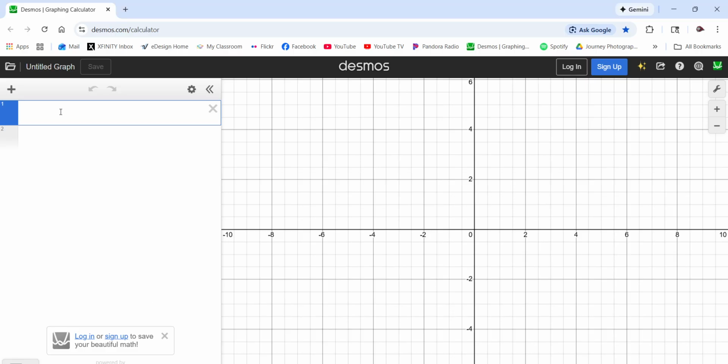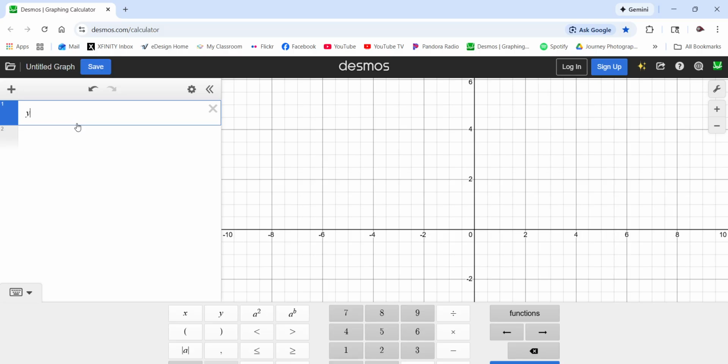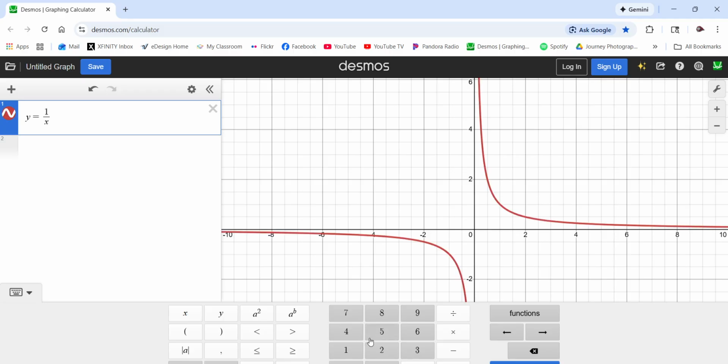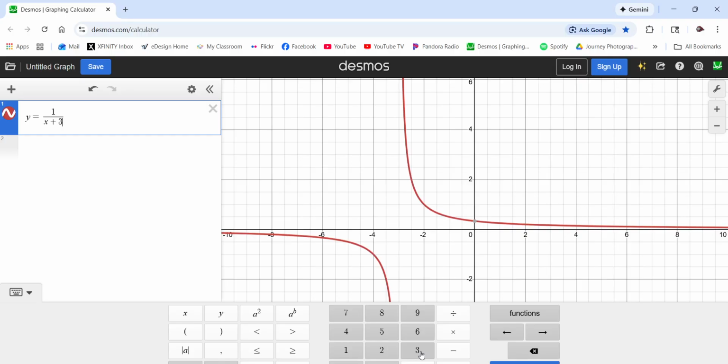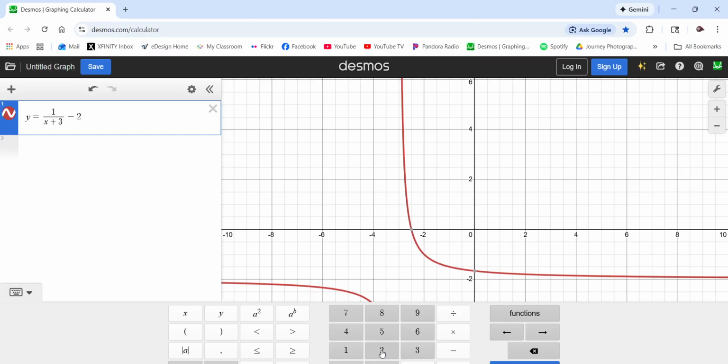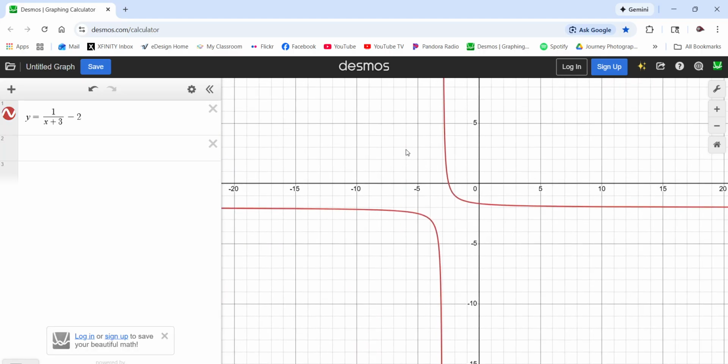So let's put that in there. So what did we say it was? Y equals, did you write it down? What was it? Y equals 1 over x plus 3, and then minus 2. Is that what I did? Yes. There we go. We good with that? All right.